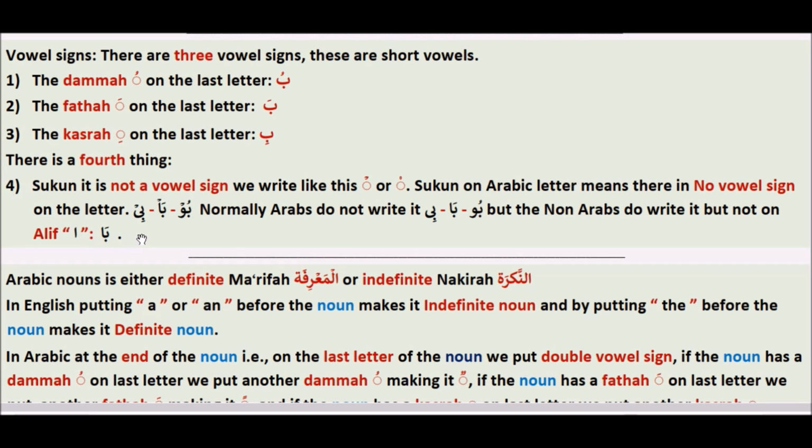There is another thing, which is Shadda. But in Shadda, you actually give the sound. If it has Dhamma on the Shadda, then you will give the sound like Bu. Same for Fatha and Kasra, like Ba and Bi. So Shadda means the letter is pronounced double, twice. One with the Sukoon and then the other one with the vowel sign.